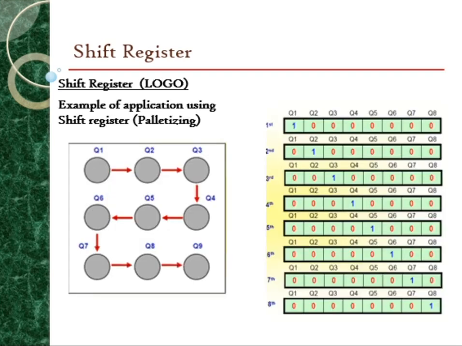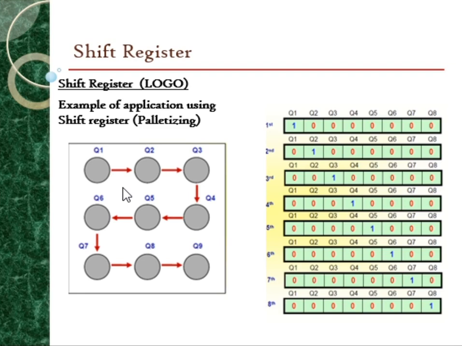This is an example of one usage of the shift register in an automation system, which is palletizing. Palletizing is the process of placing a product on a pallet for shipment or storage in logistics supply chains. Normally the products are stacked in a pattern that maximizes the number of products in one load by stacking them one on another. During this palletizing process, a shift register is used because they want to shift the number of products in one pallet.